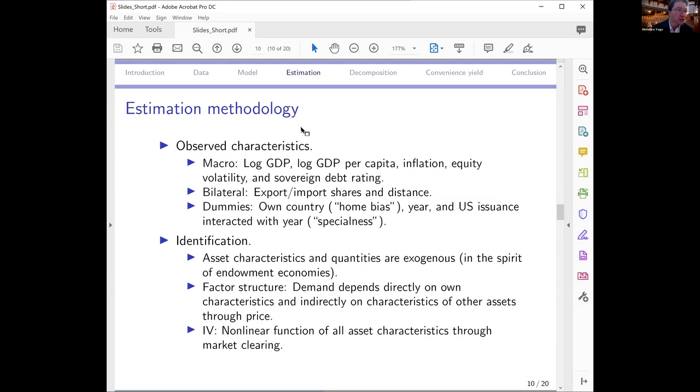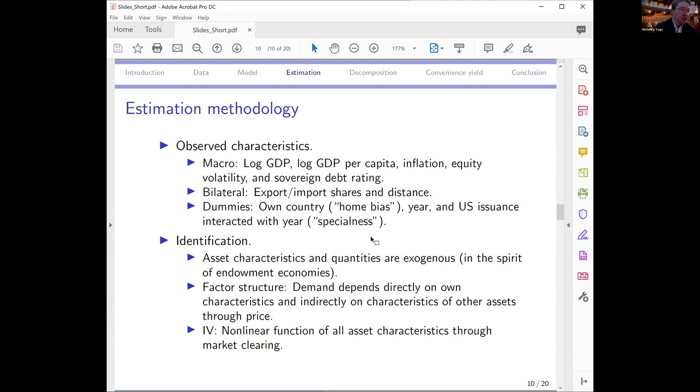Okay, so we have a bunch of variables that we put into the demand function. So the macro variables are GDP, inflation, equity volatility, sovereign debt ratings. We have bilateral variables like import shares and physical distance between the countries that captures the gravity relationships. We also have a home bias dummy and a US issuance dummy interacted with EAR to measure the specialness of US assets. And then the identification, we have an IV estimation strategy that we developed in our earlier paper.